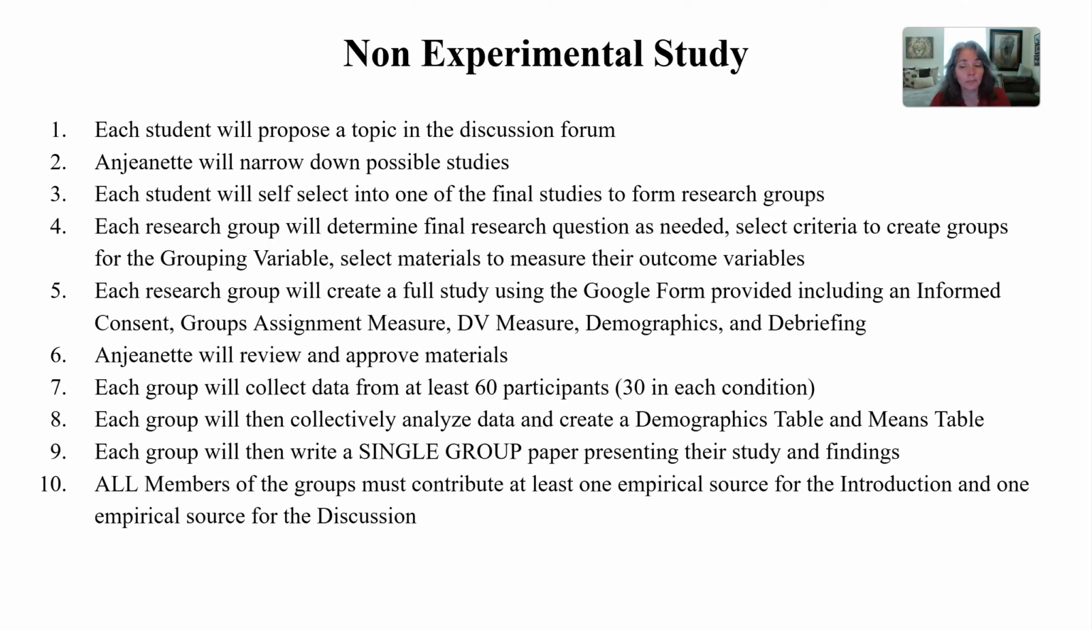You will actually develop all the materials necessary to do your study. You will select whatever tool or scale or measure you're going to use to measure your dependent variable that you're comparing between groups. And you're going to create the Google form. So you will build it out, including an informed consent, including the measure and the questions, including your demographic questionnaire, and including your debriefing statement. And then I will review all those.